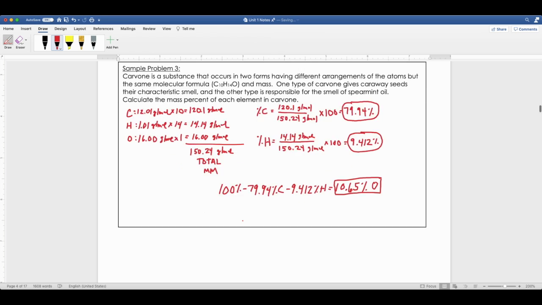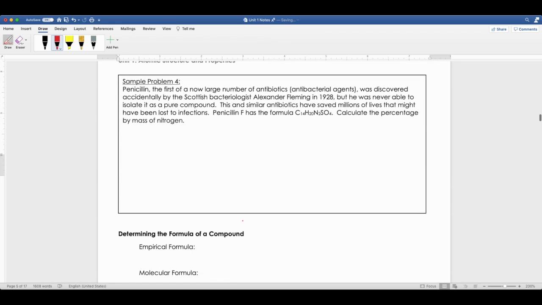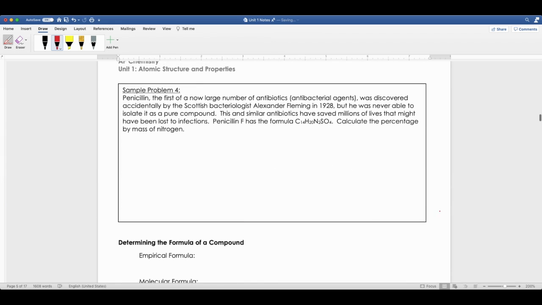Let's try sample problem 4 next. So penicillin, the first of a now large number of antibiotics, was discovered accidentally by the Scottish bacteriologist Alexander Fleming in 1928, but he was never able to isolate it as a pure compound. This and similar antibiotics have saved millions of lives that might have been lost to infections. It has a formula of that right there. It's very long. We want to know what's the percent by mass of just nitrogen.